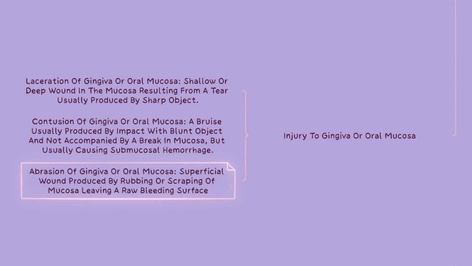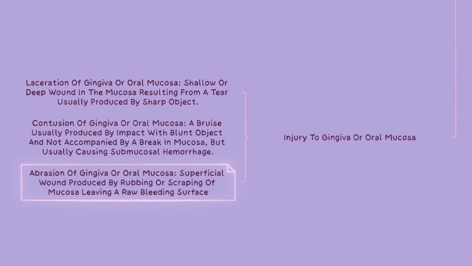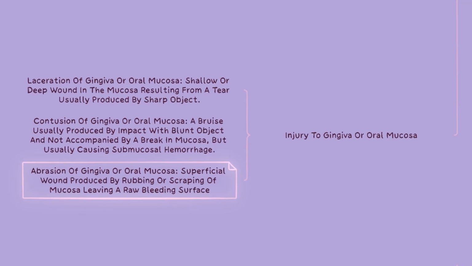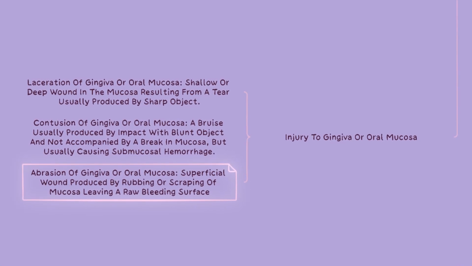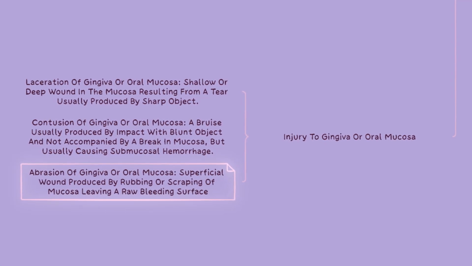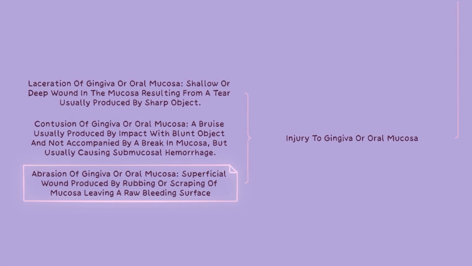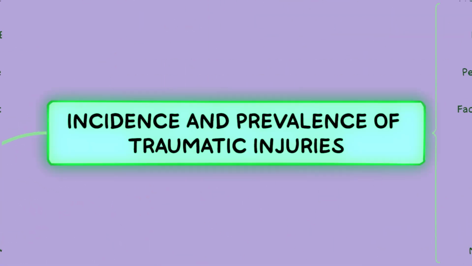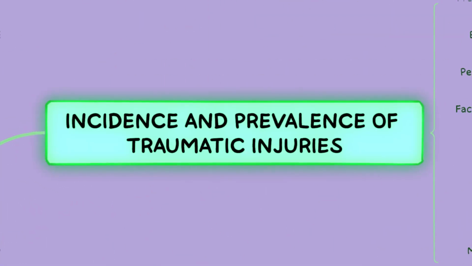The last type of injury that we will talk about is abrasion to the gingiva or oral mucosa. This is a superficial wound that leaves a raw bleeding surface. Now that we have discussed different traumatic injuries to the tooth and their management, let us take a look at the prevalence and incidence of traumatic injuries.